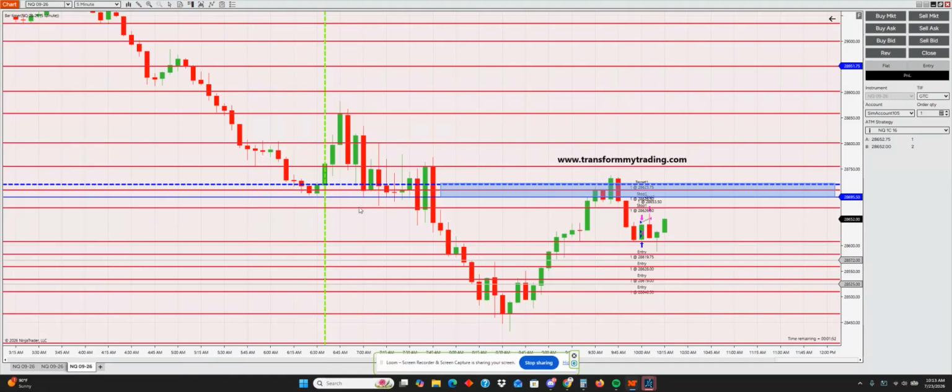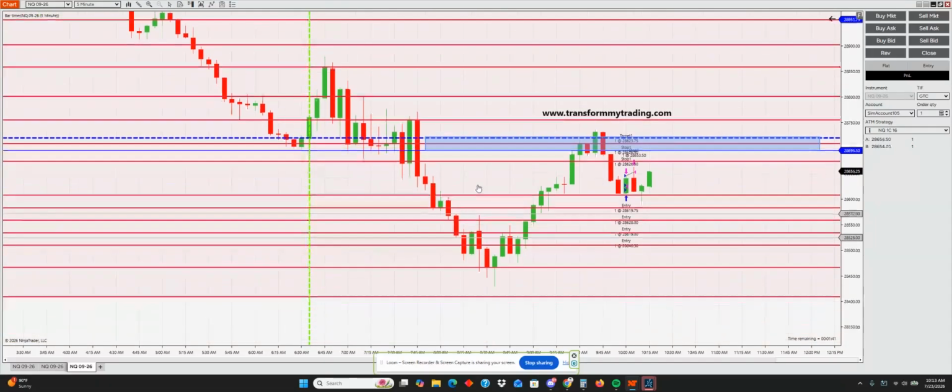Okay. So look at the bars. There was a fight around here. It went down, went up, went down, and once it broke this level, it was set to go further down. And then the market bottomed here.